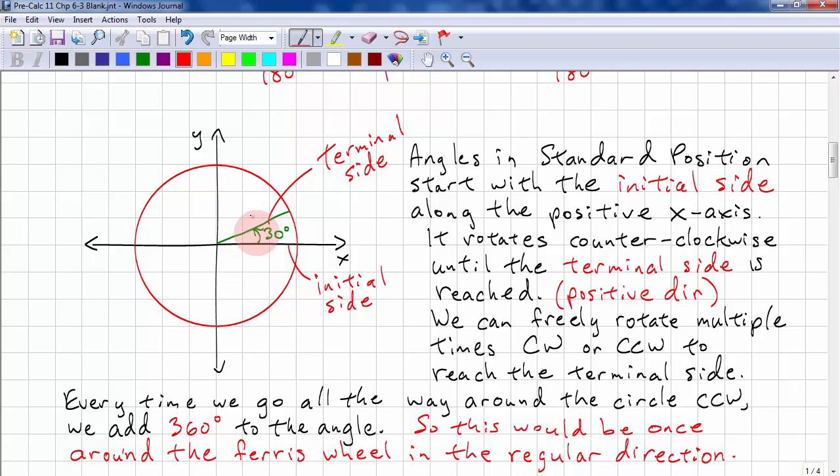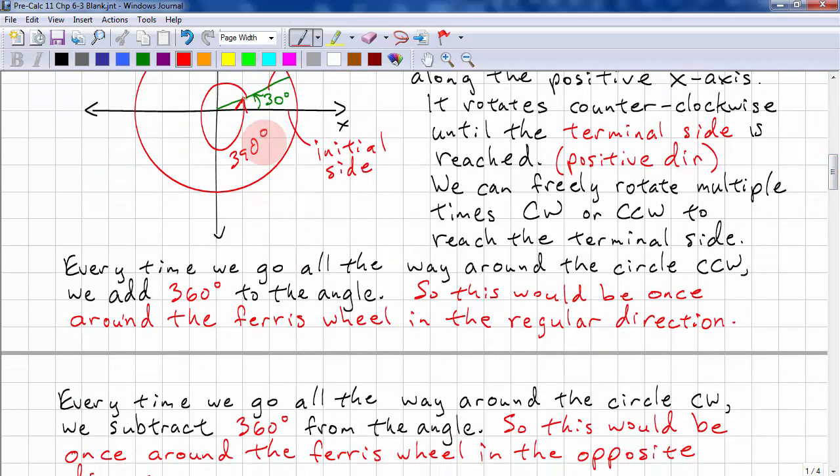And we are free to choose our angles going around the circle as many times as we want. But every time we go around the circle counterclockwise, we add 360 degrees to the angle. So if we add 360, this new standard position angle is 390 degrees. So we can use this degree measure or radian measure to measure how many times we've gone around something like a Ferris wheel or a bicycle tire spinning around.